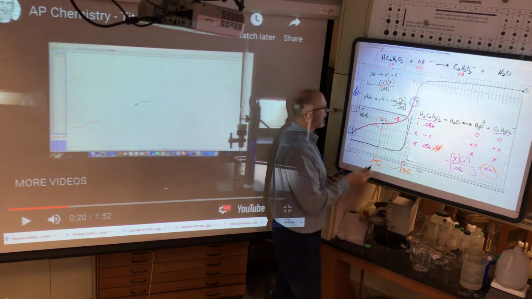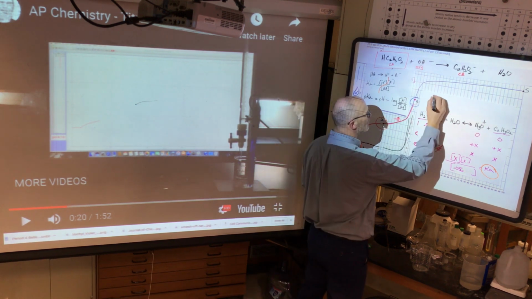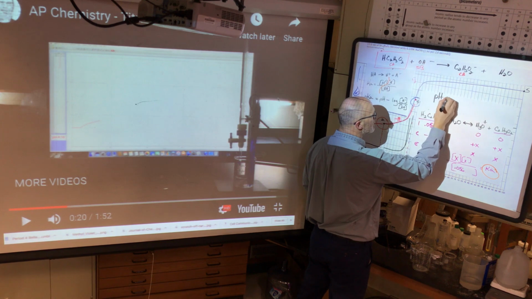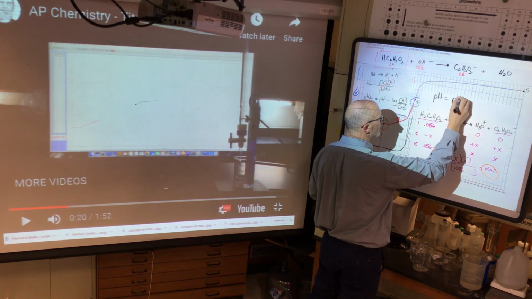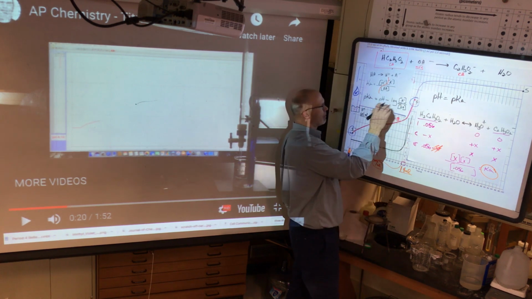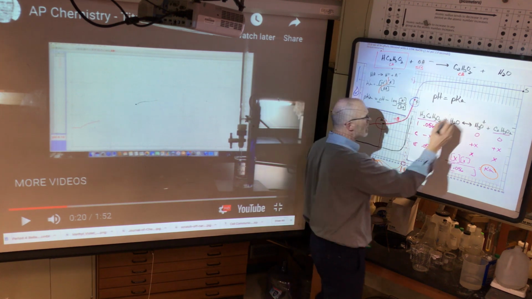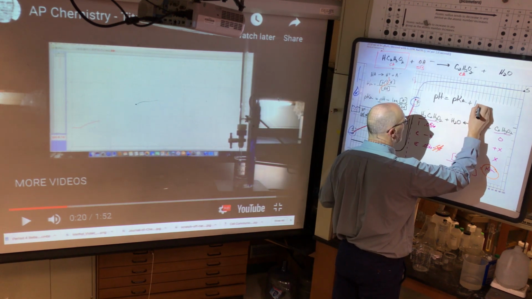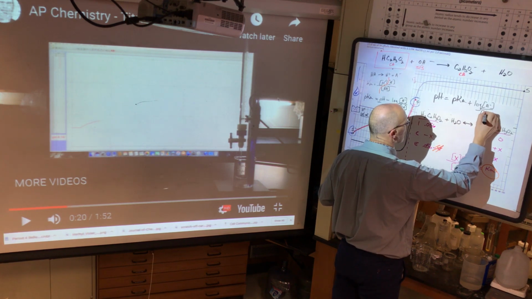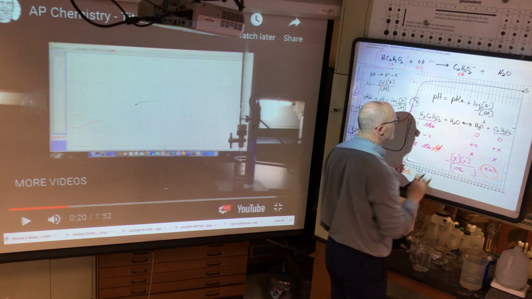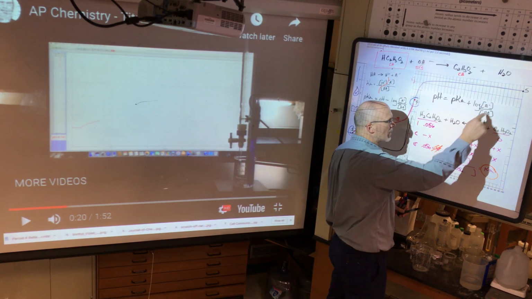So what do we have here? I got pKa equals pH minus the log. Now I'm going to solve for pH. So pH is equal to the pKa, and now I'm going to add the log on both sides. So pKa plus the log of A negative over HA, which is my acid. So what this means is pH equals the pKa plus the log of the conjugate base over the conjugate acid.